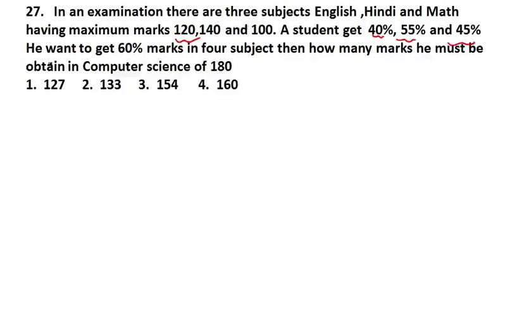Okay, now he said he wants to get 60% marks in 4 subjects. This is computer science, but he has already scored, he obtained 180. How many marks must he get in computer science out of 180? Computer science total mark is 180. Now how much should he score in computer science so that his overall percent becomes 60?